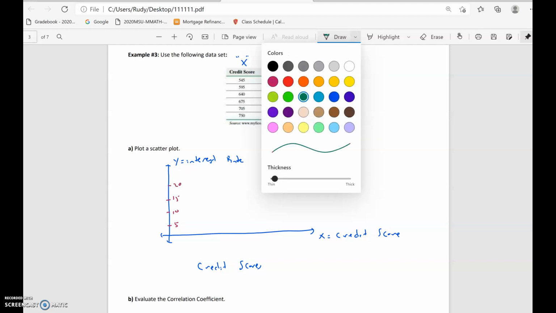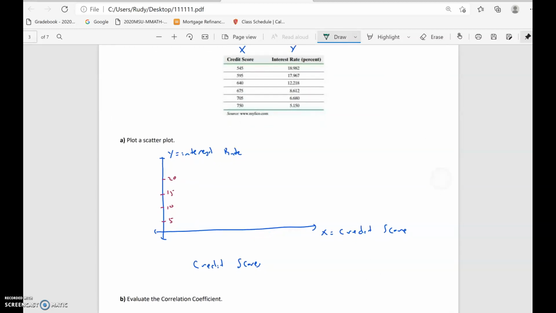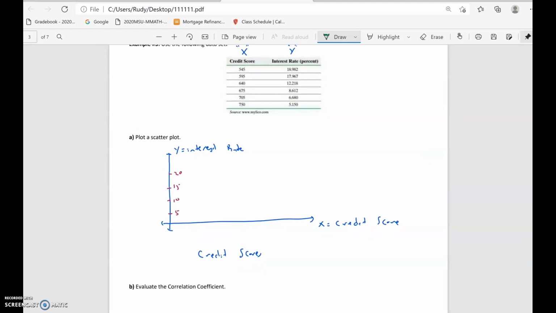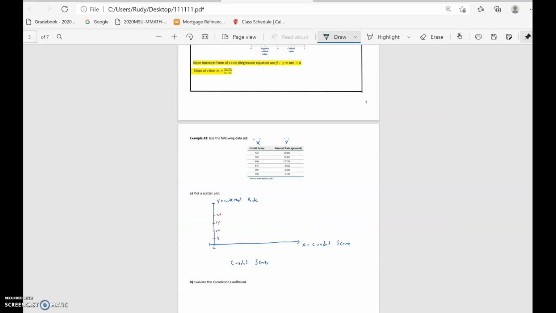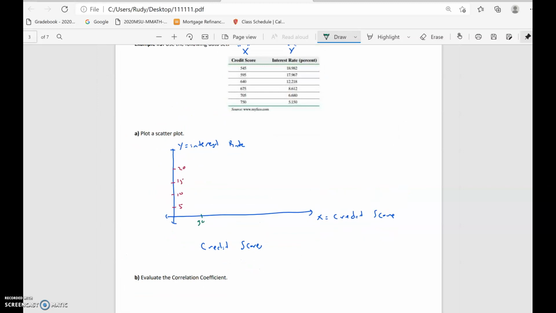Now your y values are going to be a little bit distorted, but as long as you're depicting the values there, approximations are fine. We would typically use technology if we were presenting these values. The first one that is given is 545. I'm just going to say that this is 545, so I'm going to put it here. Its interest rate is actually 18.9, so I'm just going to place it around there. Then, not to scale, 595 with 17, so I'm going to place it a little bit lower.